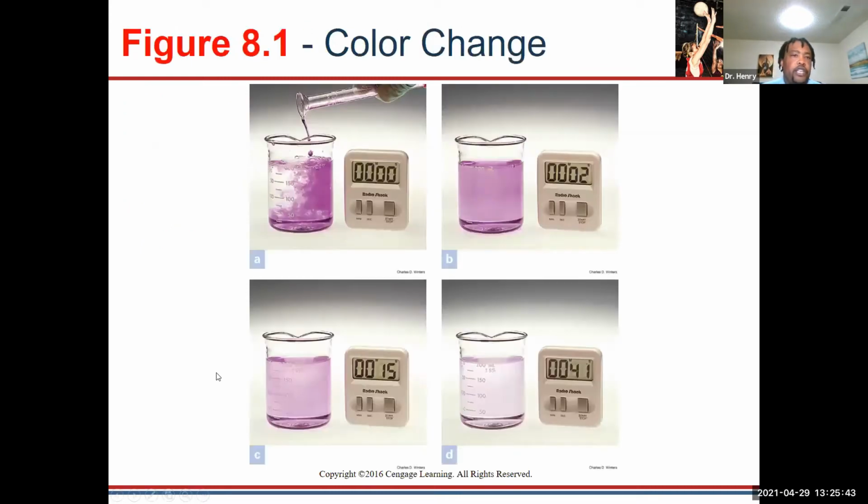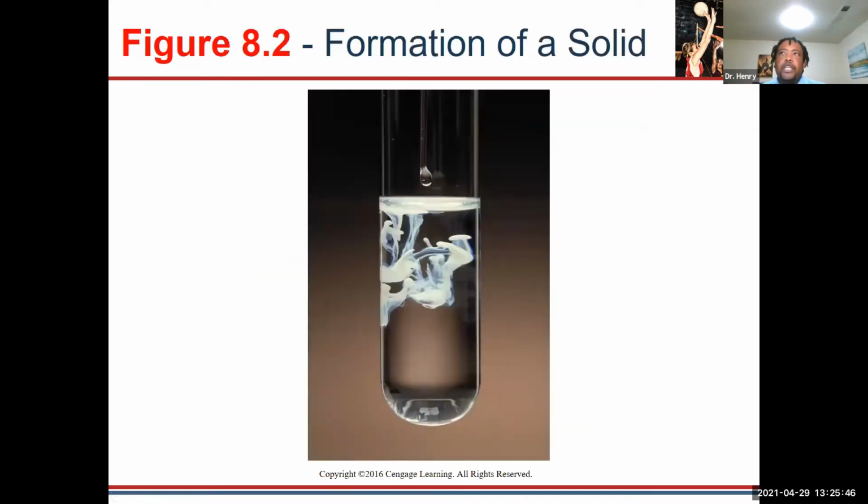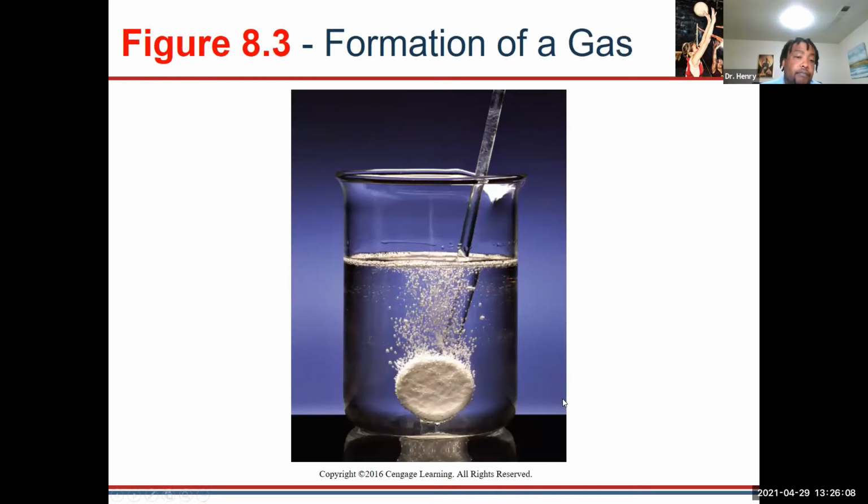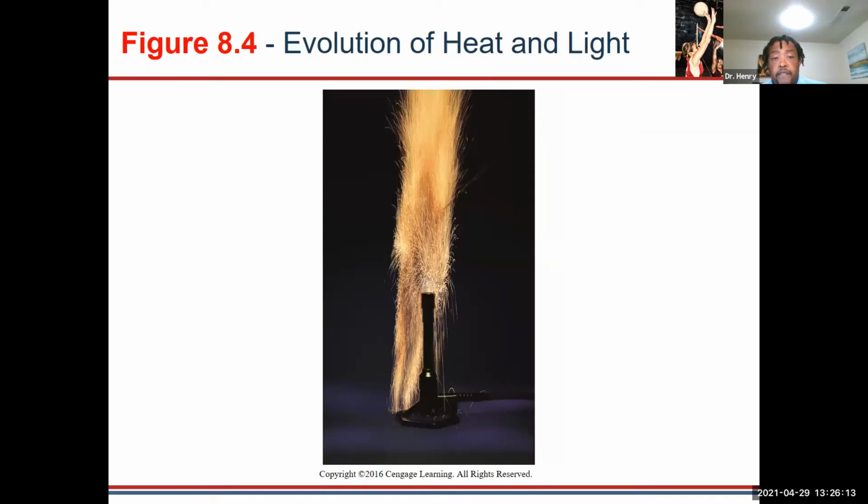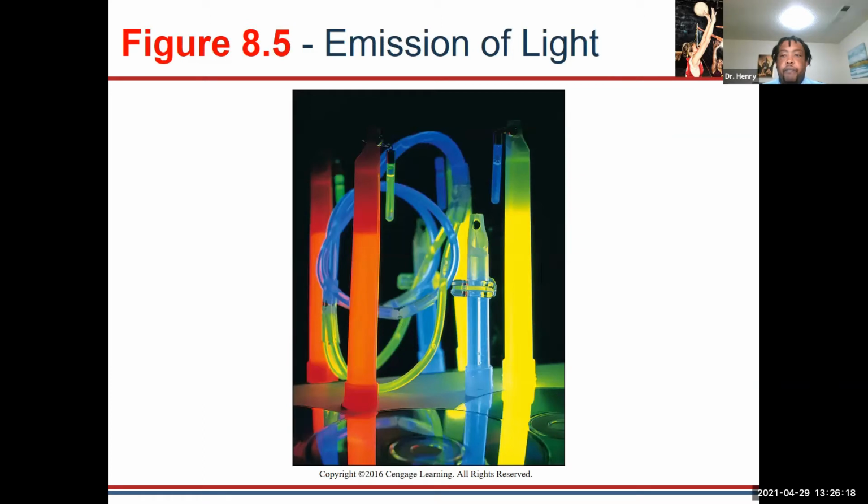And so often we'll see a color change. We'll see a solid being formed. This is an example of precipitation. When two things come together and form a solid, they precipitate out. They'll make a cloudy structure, and if we let that cloudy structure sit long enough, it'll drop to the bottom. That's called precipitation. So that lets us know that there's a solid being formed. Or we have gas formation. We could have heat and light being generated, or we could have light being emitted.